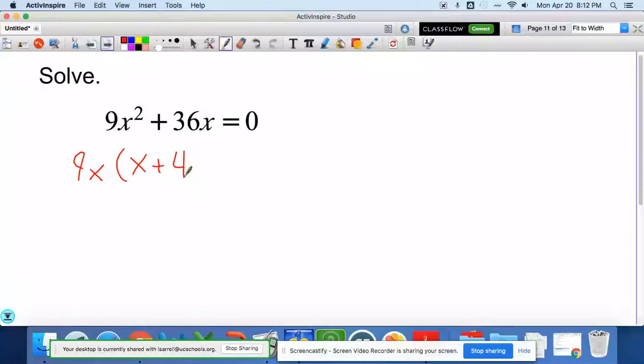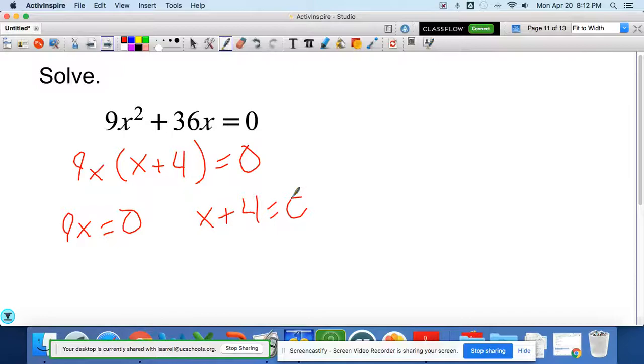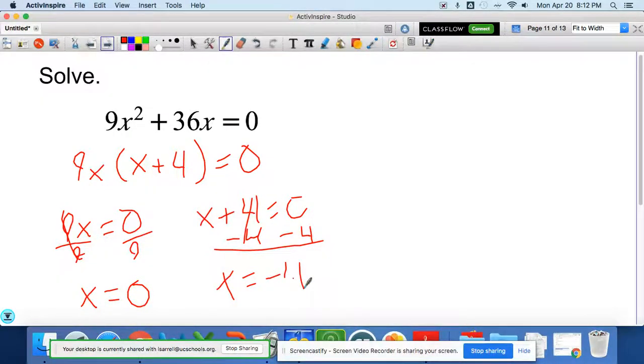It's just been a long time since we've done this, so I think a lot of people will probably steer clear from this and do it with the quadratic formula. Now, if you remember, what we did is after we factored, we set both pieces equal to 0. That means we have 9x equals 0 and x plus 4 equals 0. If I divide by 9, again, 0 divided by anything is just 0. Over here, though, I have to subtract 4 and subtract 4. When I do that, I get that x equals -4. So again, same exact answers, a lot faster.